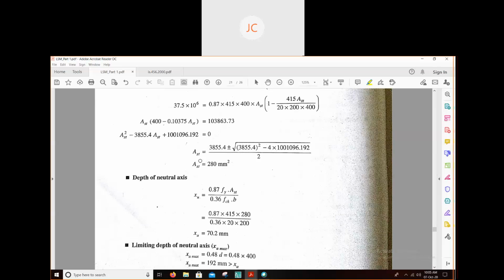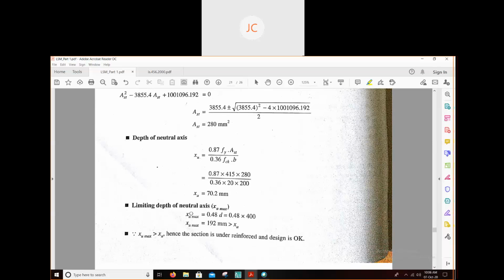Then we can see the values of XU and XU max. Okay, so from these two values also you can see that our assumption was correct. Since the depth of neutral axis is less than the limiting depth, we can say that the section is under reinforced. So our assumption was correct.